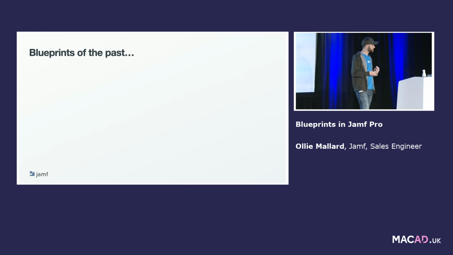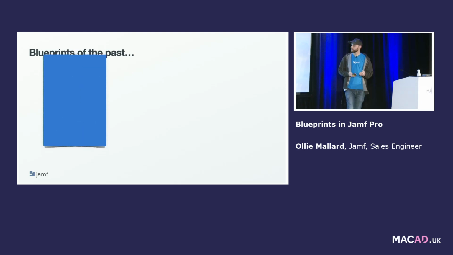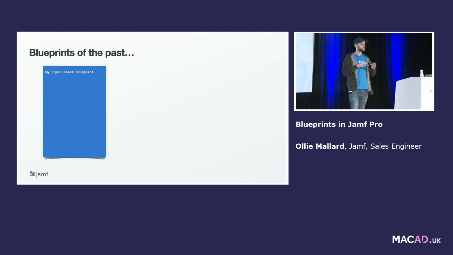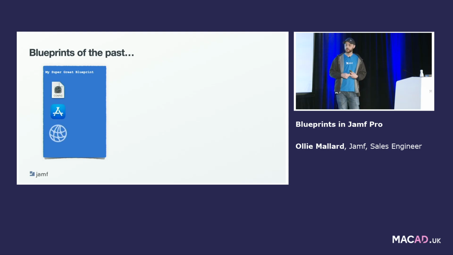So if we have a look at blueprints of the past, I'm a new admin, setting up Jamf Now. That's the example I'll use. Historically, blueprints have been very rigid. You build out your blueprint, you add your devices to it. So here we go, this is my new super great blueprint. I'm going to make this for my Mac. We're going to add some config, some apps, maybe from app installers, from VPP. We've got a Wi-Fi network that we're adding there as well.